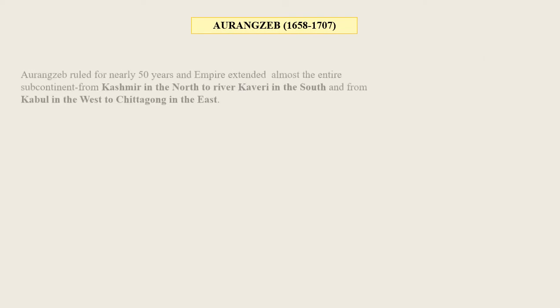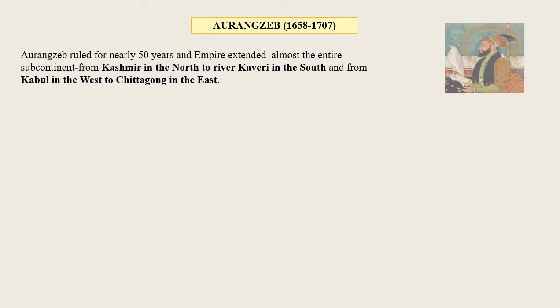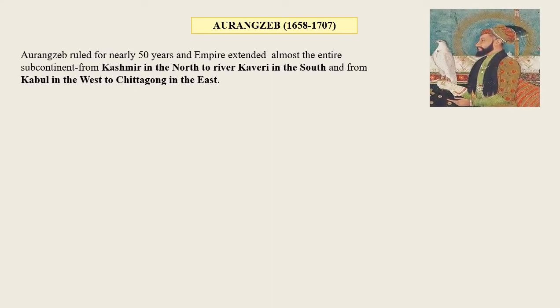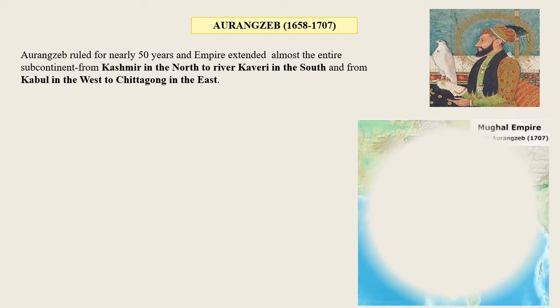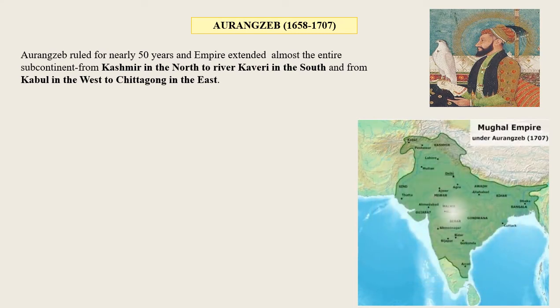Aurangzeb, 1658 to 1707. Aurangzeb ruled for nearly 50 years. He was a seasoned general. At its height, his rule extended over almost the entire subcontinent, from Kashmir in the north to River Kaveri in the south, and from Kabul in the west to Chittagong in the east. He, however, reversed Akbar's policy of religious toleration and spent the last days of his reign attempting to suppress rebellions.